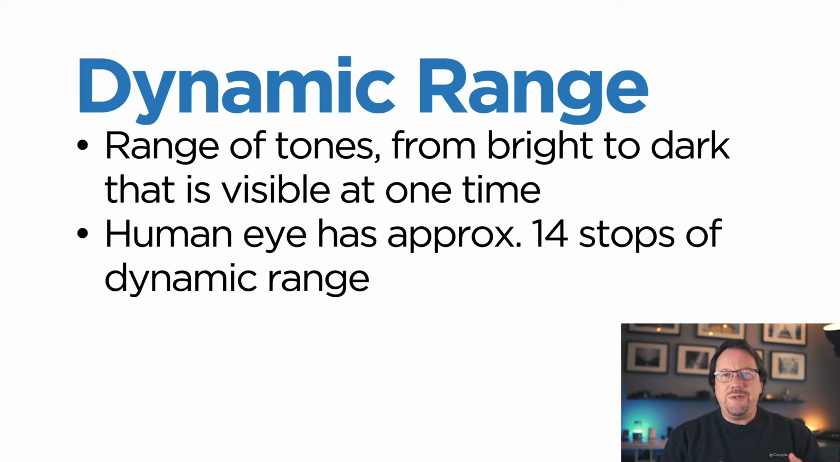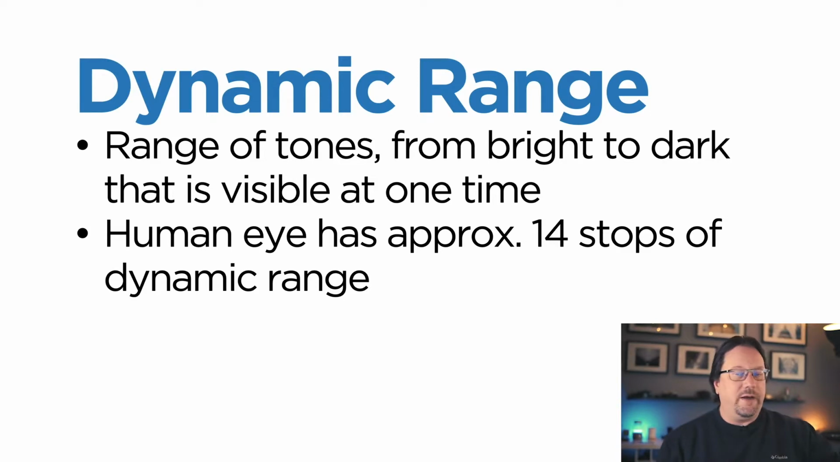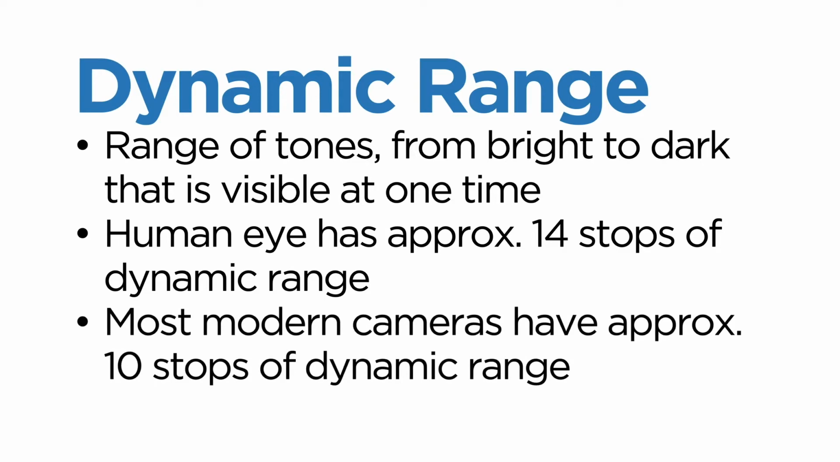So the human eye has a dynamic range, and we measure dynamic range in stops of light. These are stops of light, like I just showed you in the exposure equivalent. So the human eye can go from 1, 2, 3, 4, 5, up to 14 of these. And so it's got a pretty large dynamic range. Most modern cameras do about 10 stops of dynamic range, so a smaller portion than what our eyes can generally see. And that's one of the things that I think creates interest in photos, but sometimes I want that whole range. I want the bright brights and the dark darks at the same time.